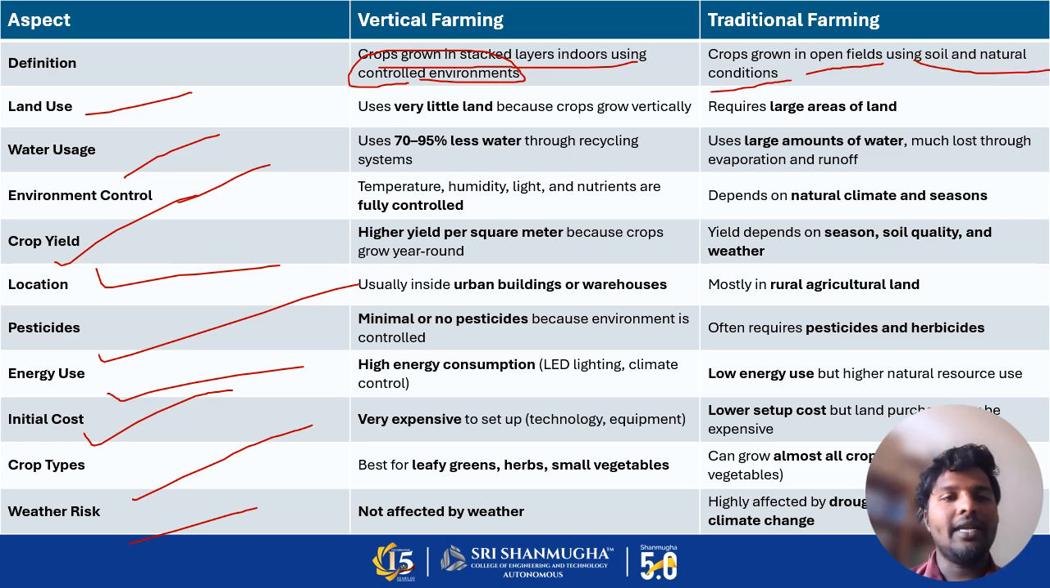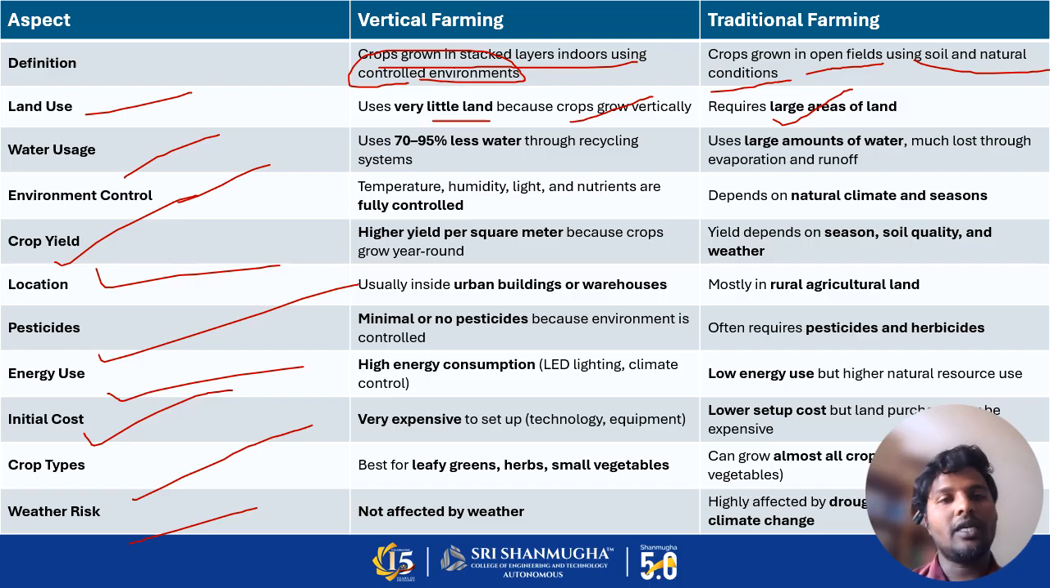So in the aspect of land use, we use a small amount of land for vertical farming, because crops are grown vertically in less land. Then in traditional farming, we require large areas of land for farming activities.